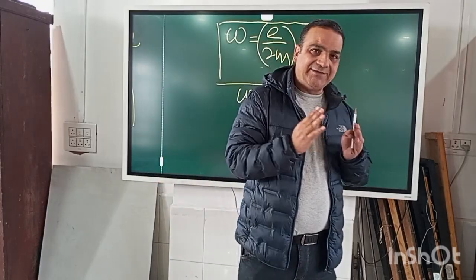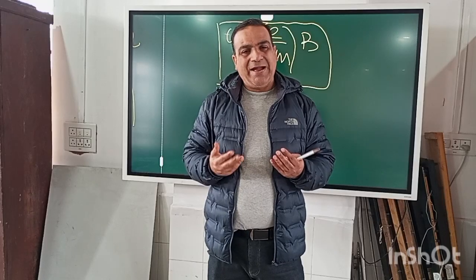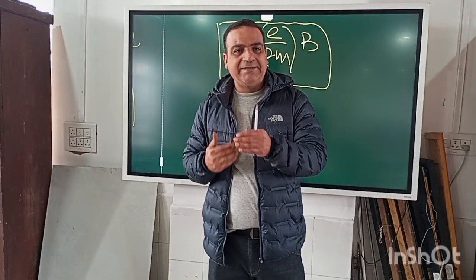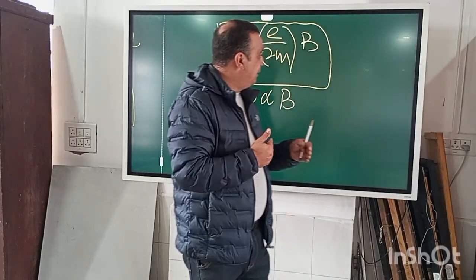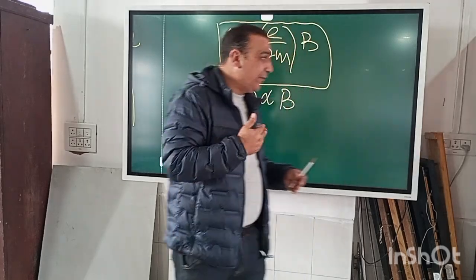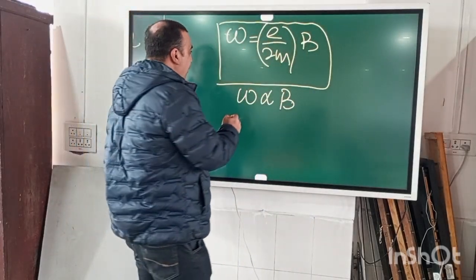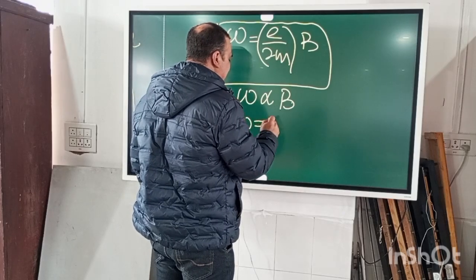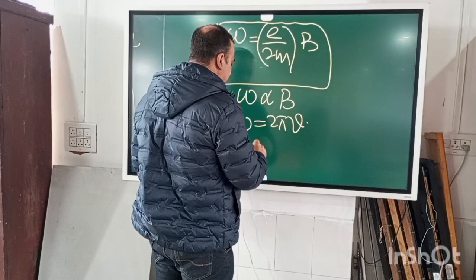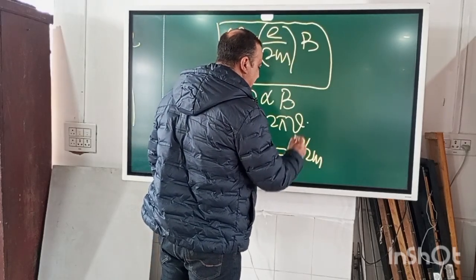So you can influence the frequency of the motion of the electron by applying the external magnetic field. It is the external magnetic field that decides whether the frequency of this electron is going to increase or decrease. So we can write, because omega is nothing but 2 pi nu, 2 pi nu is e by 2m times B.